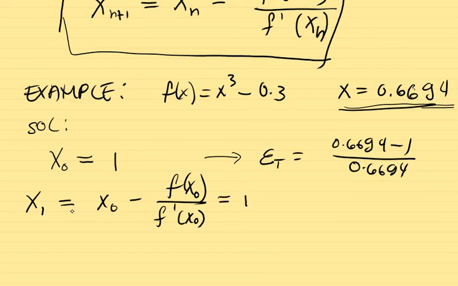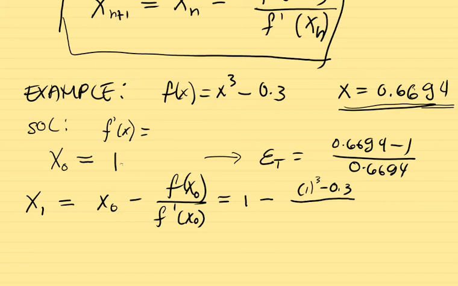x0 is 1. Then what is f of x0? We just substitute 1 here. So our equation will be 1 cubed minus 0.3 all over f prime of x0. We don't know f prime yet, so we need to determine f prime. So what's the derivative of x cubed minus 0.3?